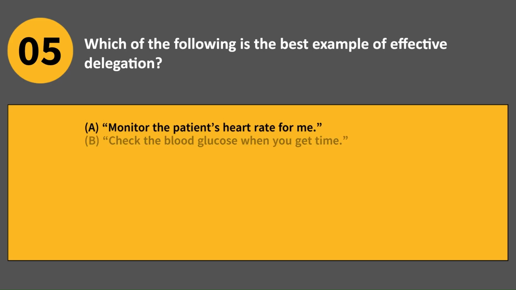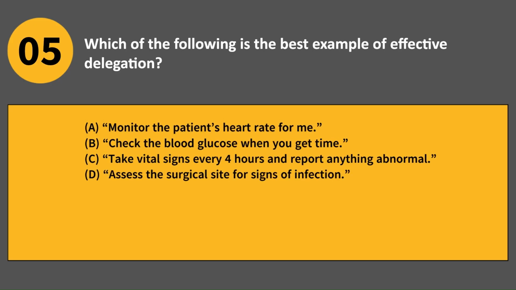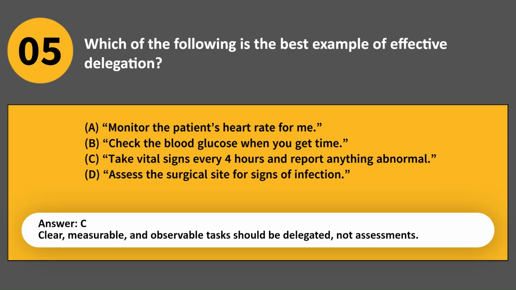Which of the following is the best example of effective delegation? A. Monitor the patient's heart rate for me. B. Check the blood glucose when you get time. C. Take vital signs every 4 hours and report anything abnormal. D. Assess the surgical site for signs of infection. Answer: C. Clear, measurable, and observable tasks should be delegated, not assessments.